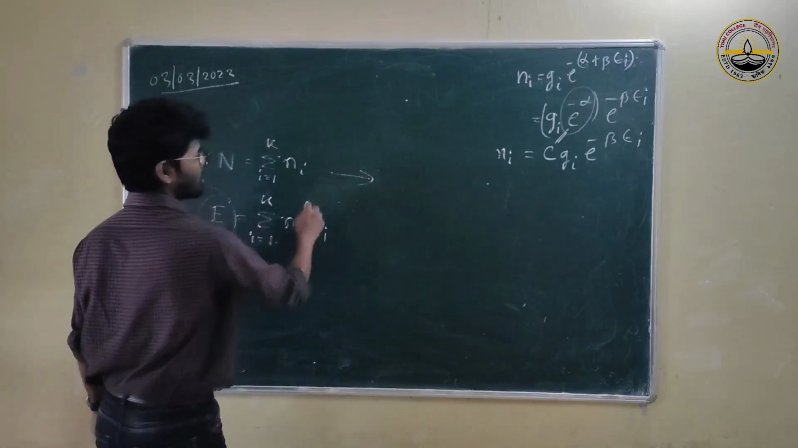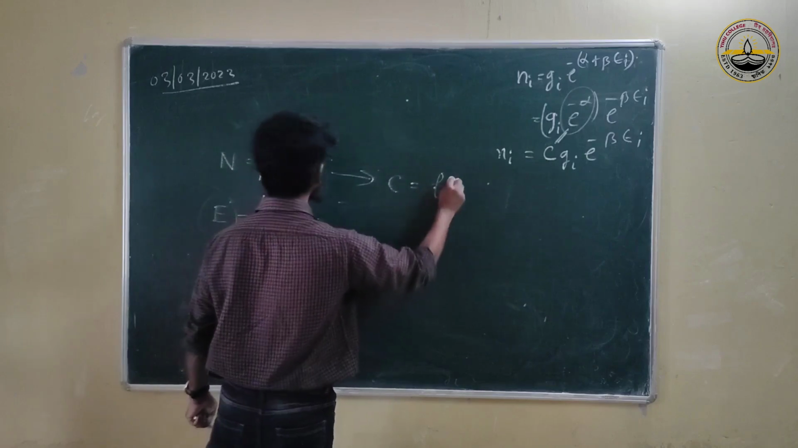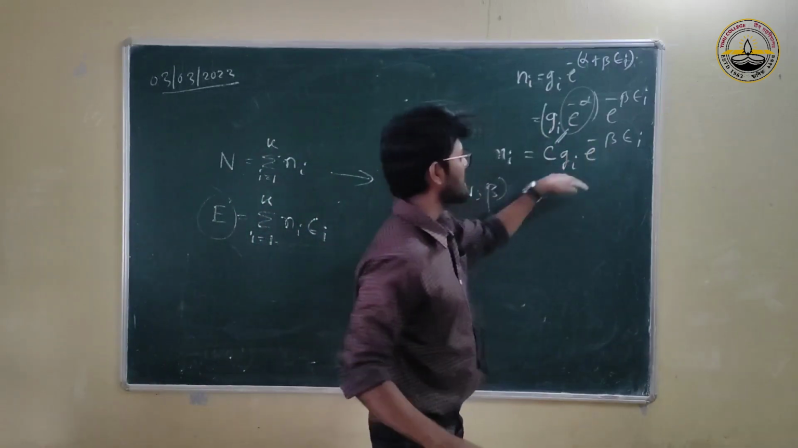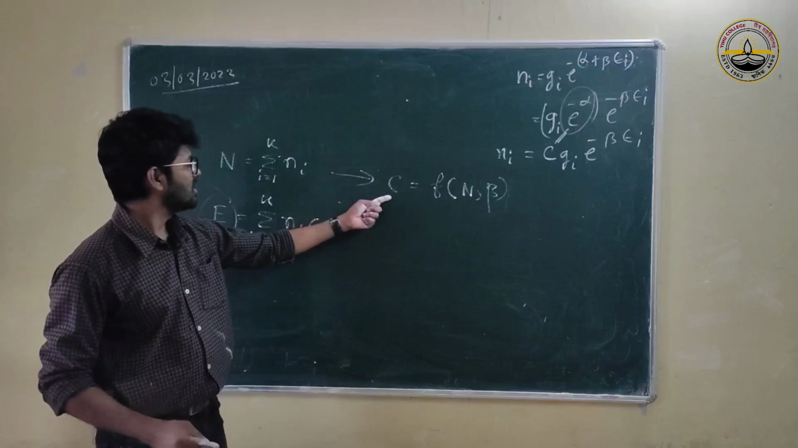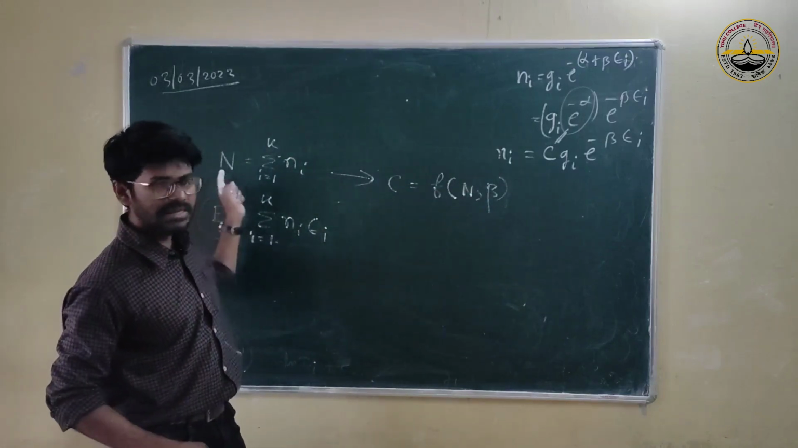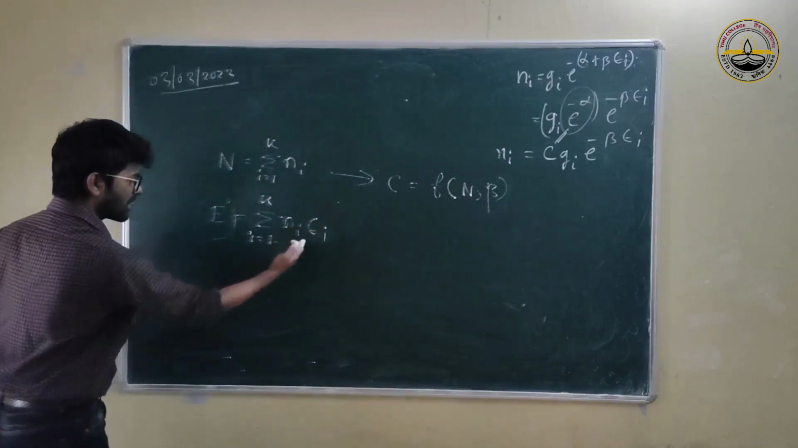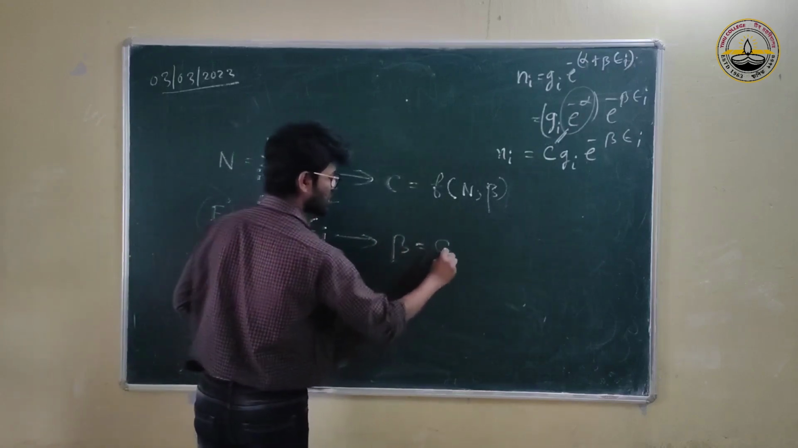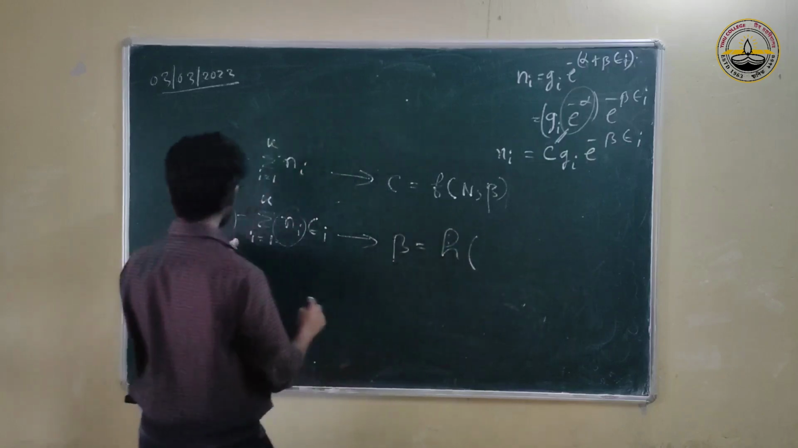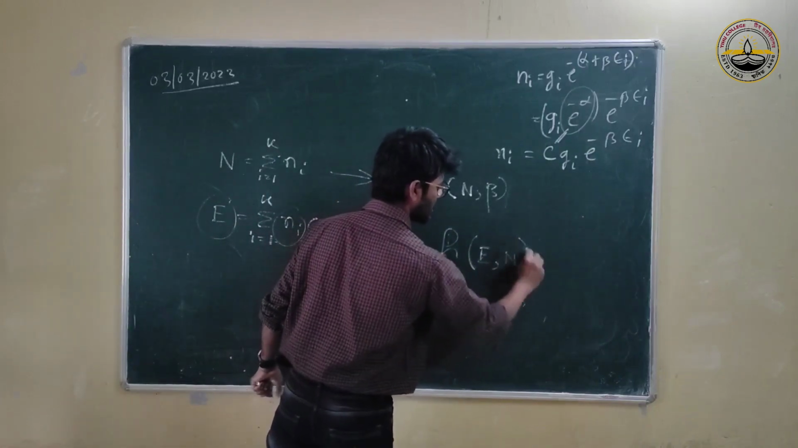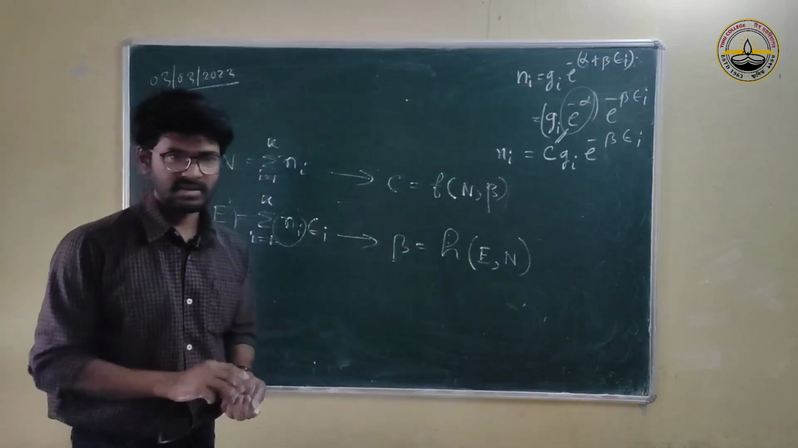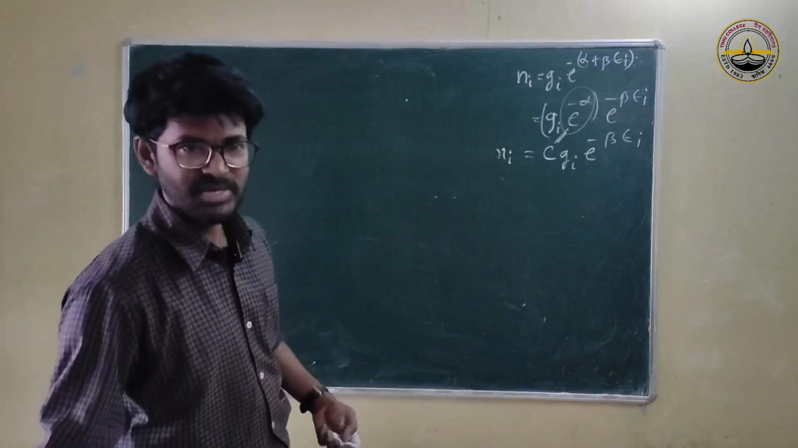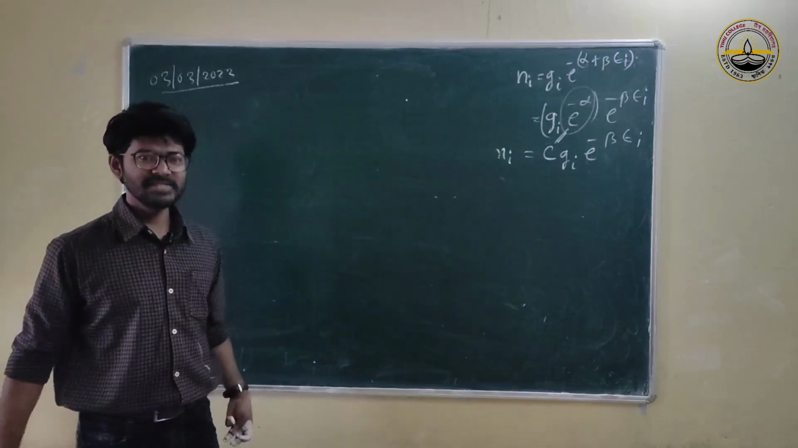So if you did this, what will you get? You will get C equal to some function of N and beta, right? Everything will get summed, and in the end you will have C equal to some function of N and beta. Then you plug it here, and this will give you your beta in terms of some other function which will have E and N. And finally, we'll have beta and C. Turns out that's not easy. The summations are really not easy, but integrations are easier.